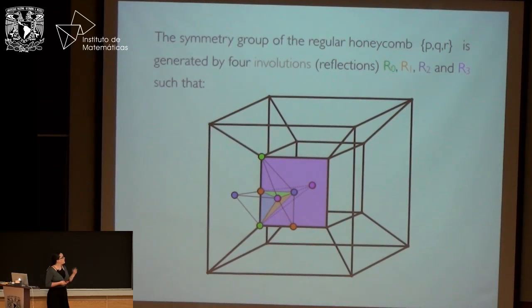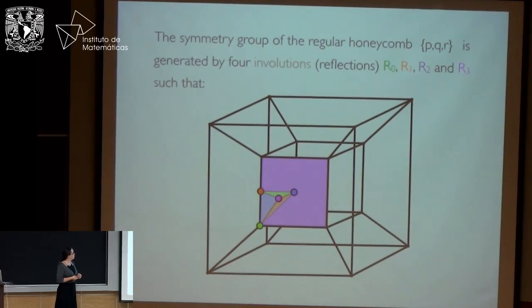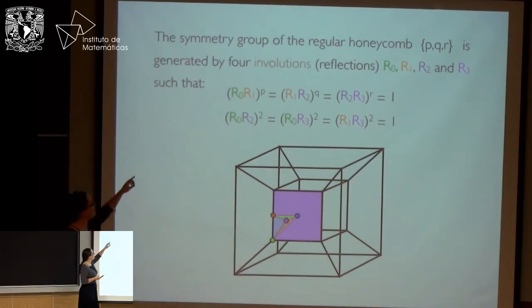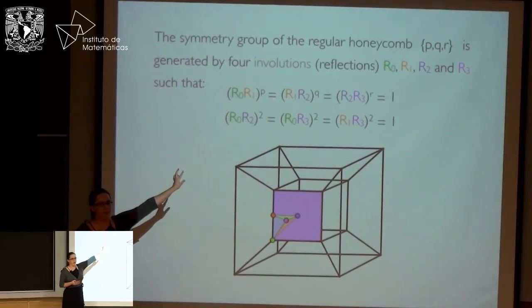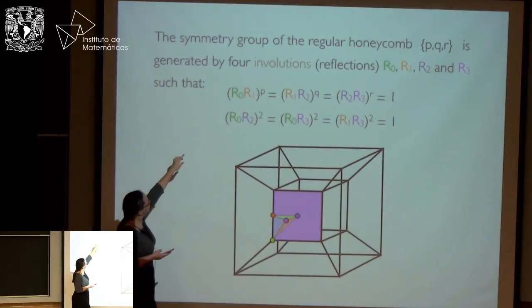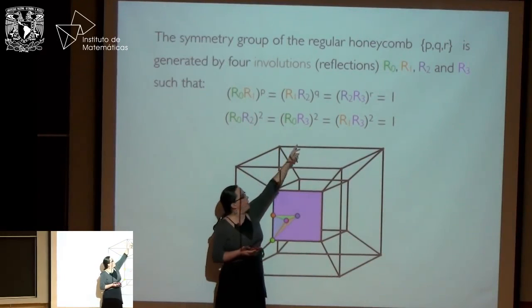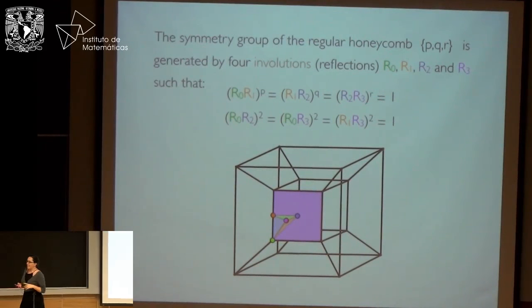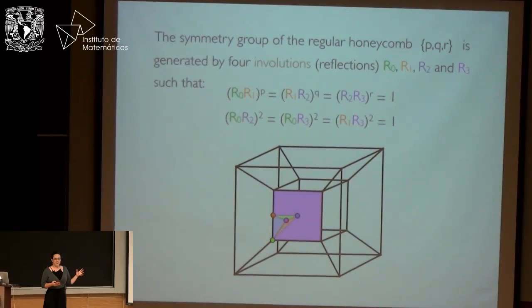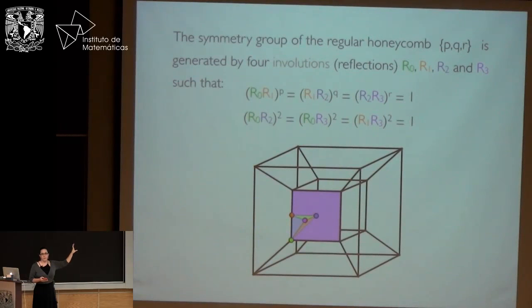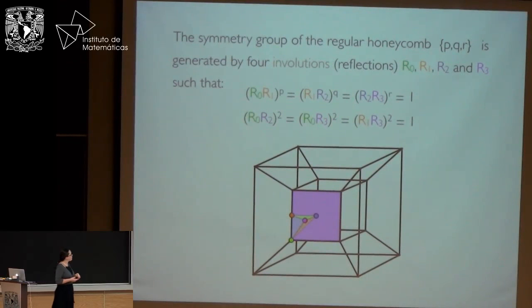So the symmetry group can be generated by these four involutions, and they satisfy some relations. And the relations are shown here. So the order of the first two is precisely p. The order of the product of the next two is q. The last two is r. And then the other relators here, they are telling me that these hyperplanes commute if they are far away. And if I'm talking about these 11 honeycombs that I talked to you about at the beginning, then this is the entire presentation for the group. This is it. And it's a nice presentation.